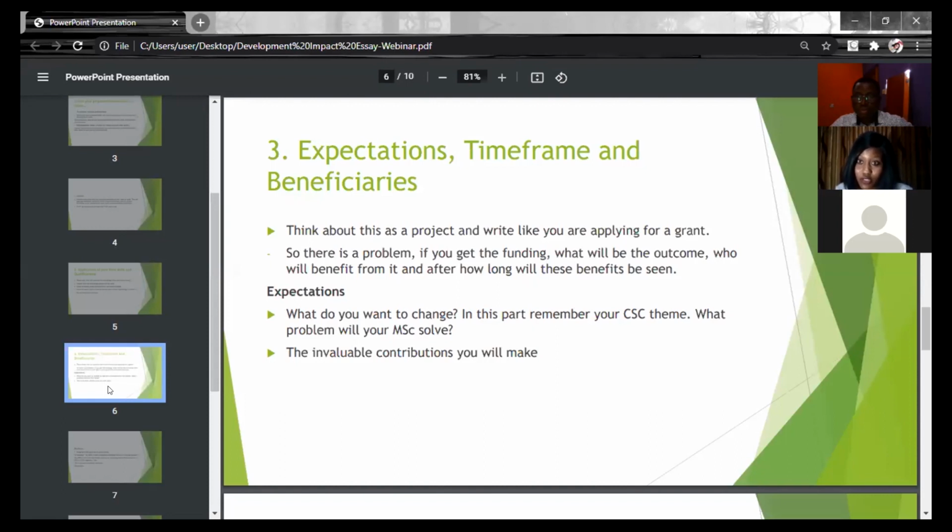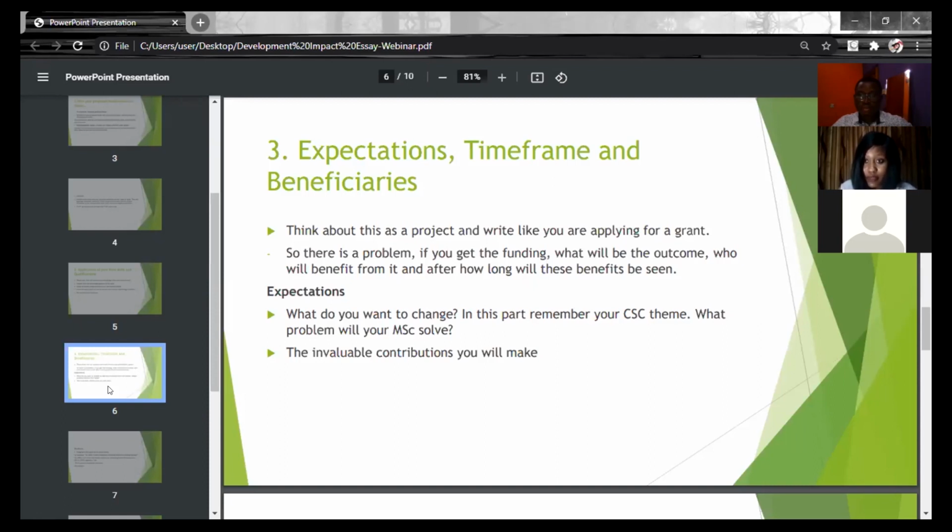Who are the beneficiaries of this project, and the time that you take to implement this project or oversee the impact that you want to make? So think about it as a project. So when you get the funding, that is, what are the expectations? What do you want to change? What do you want to see as the impact in your home country or in your region or in your local town? What are the impacts that you want to make?